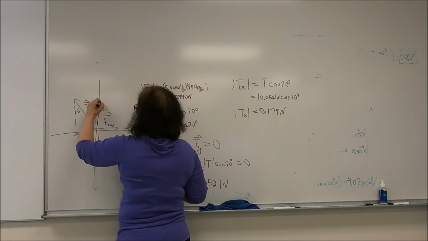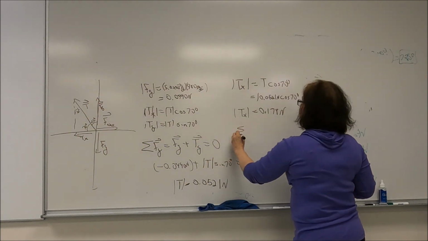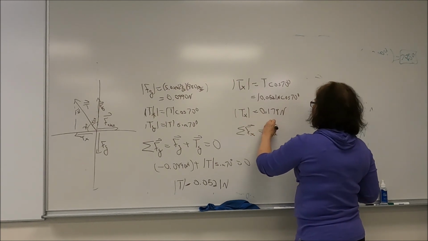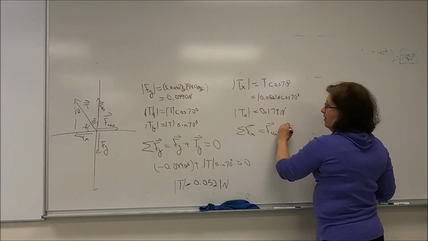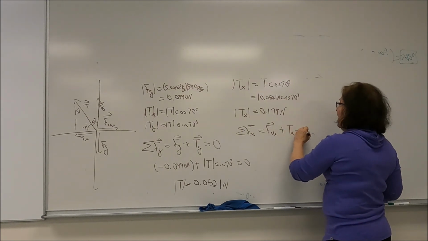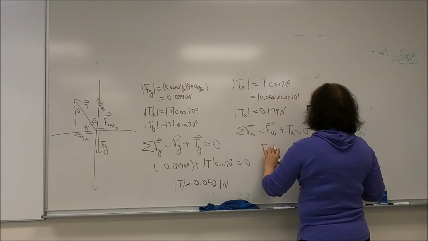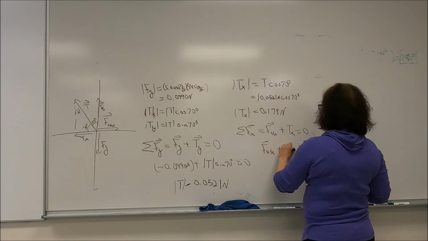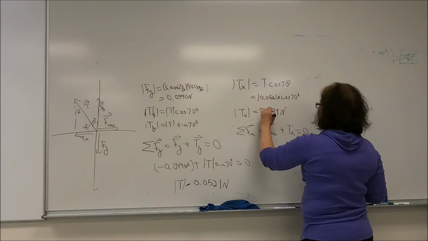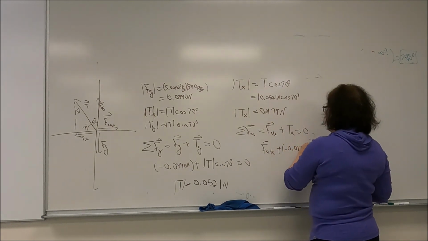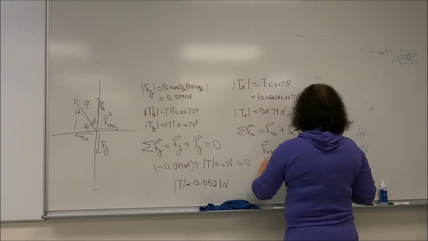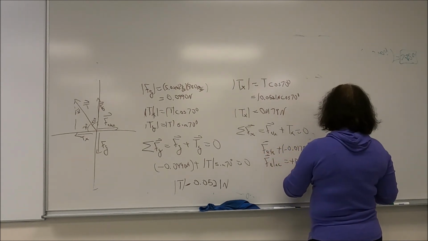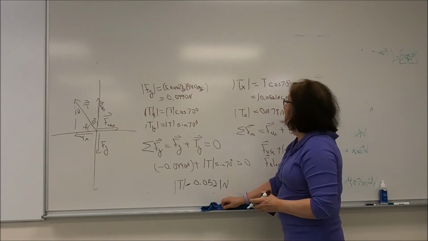Now, think about Tx, it's here, okay? There was my Ty. So if I look at the sum of the forces in the x direction, I have force electric plus Tx having to add up to 0. Force electric plus a minus 0.0178 newtons equals 0. So force electric is a plus 0.0178 newtons.